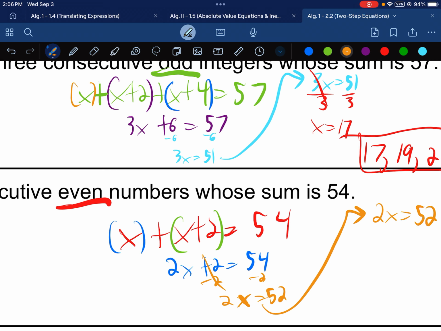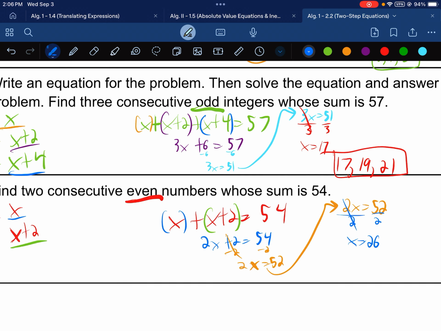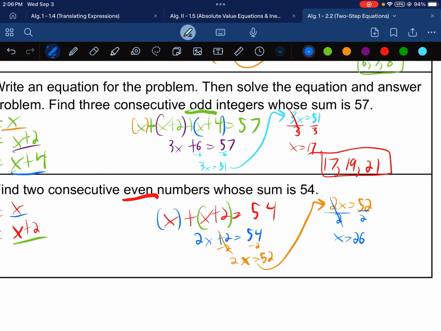Move this up here so I have some room. Then if I divide by 2, I get x equal 26. So that is my even number, even though before I got an odd number.